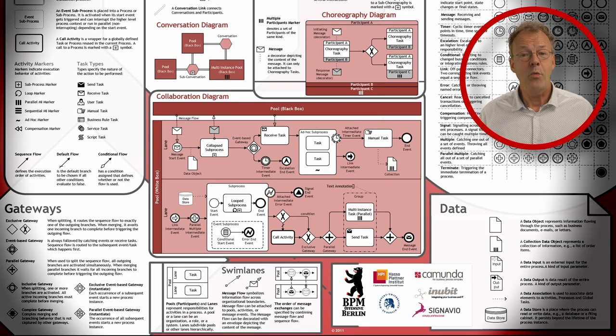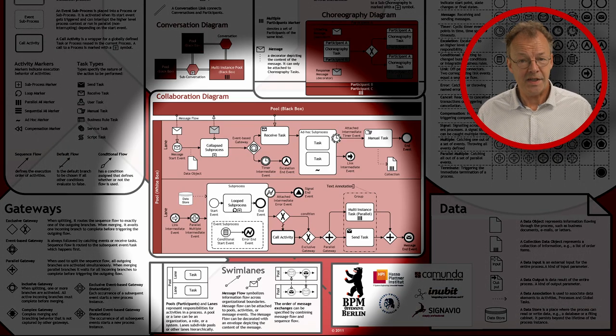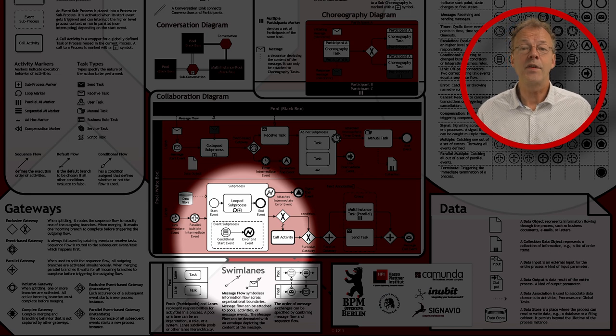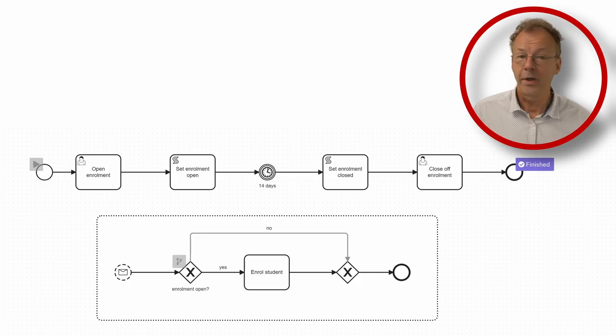In BPMN, we can model this with an event subprocess that starts with a non-interrupting message receiving event and a process variable that contains the state of the milestone. Okay, this is our process model, and we have the main process on top and we have an event subprocess below. So we first start by opening the enrollment.